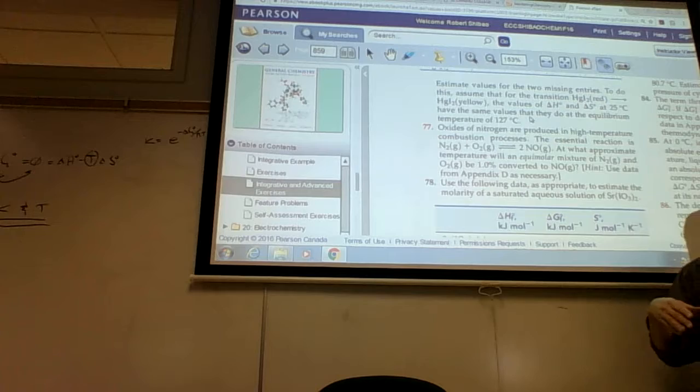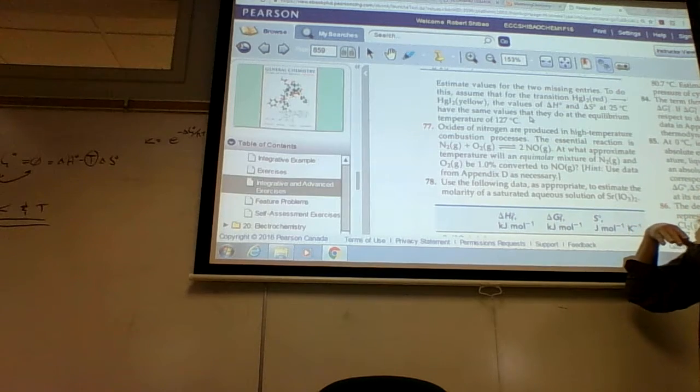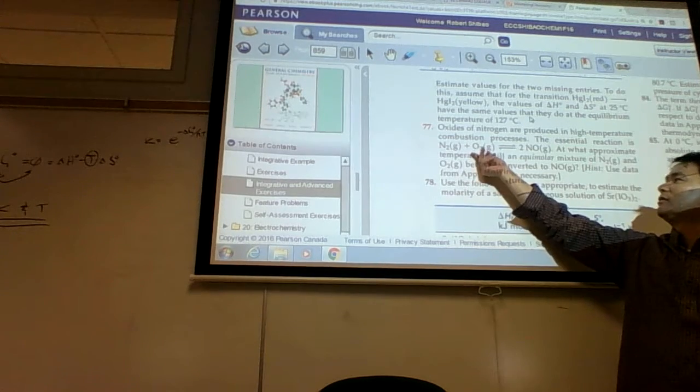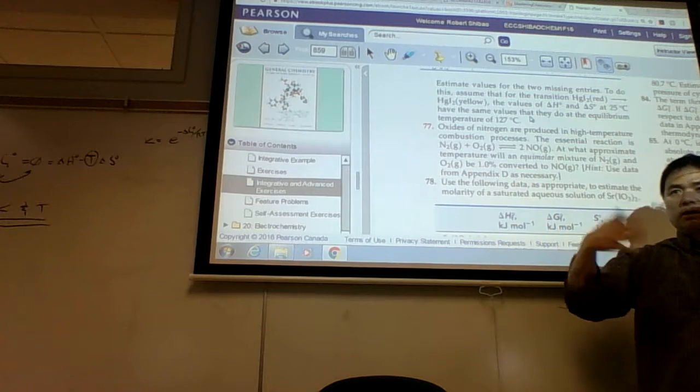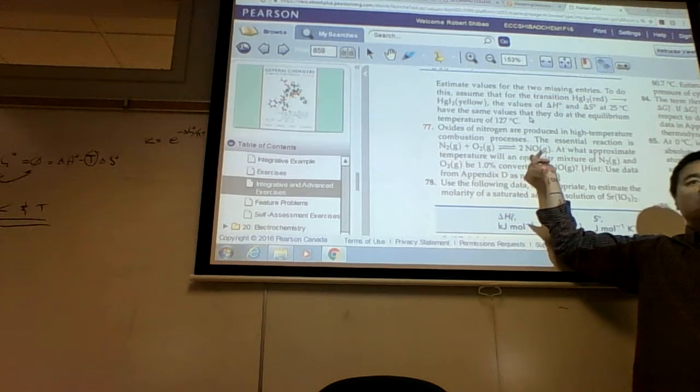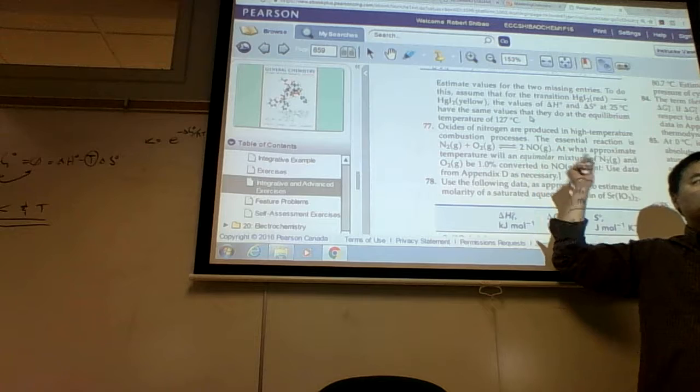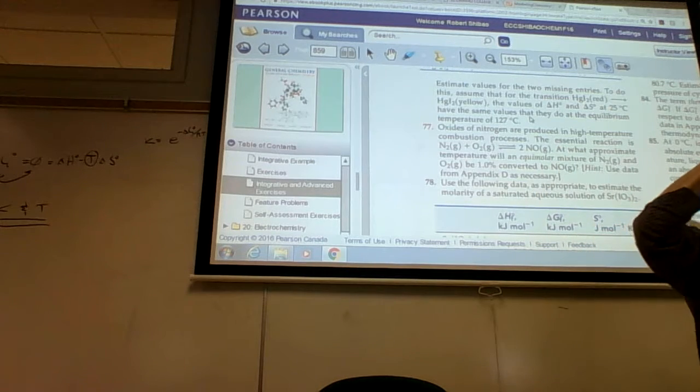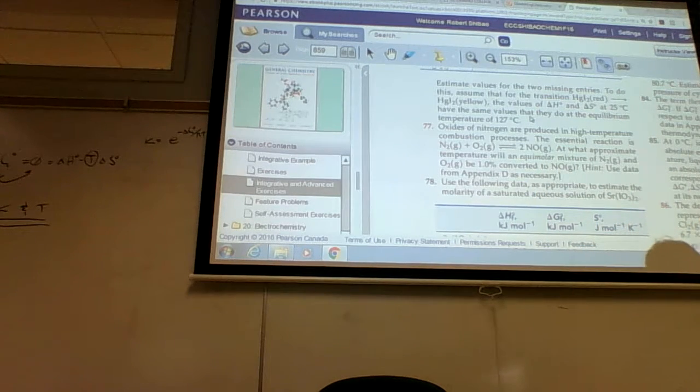And so what we want is to have just 1% of the nitrogen and oxygen reacted to NO. And so that means we want the reaction to proceed. We don't want it less than 1%. We don't want it more than 1%. We want it just at 1% reaction. Is that something that's possible to do? Well, we're going to try it.